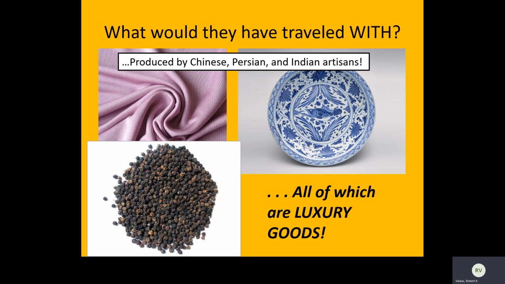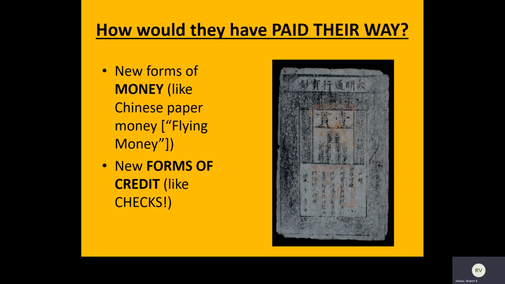East, and Indian artisans. So think about the Chinese artisans producing silk cloth and porcelain ceramics, the Indian artisans producing cotton cloths, the Persian artisans producing those valuable rugs and blankets that even today we call Persian rugs. So all those luxury goods produced by those artisans in those key areas. How would they have paid their way?